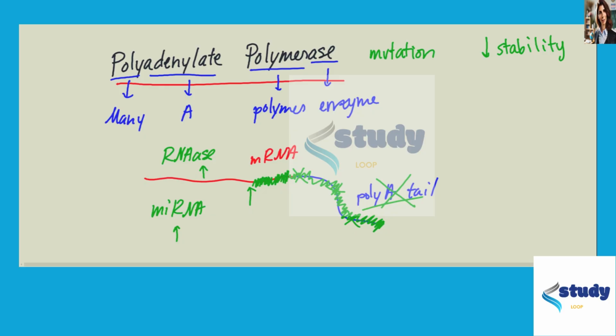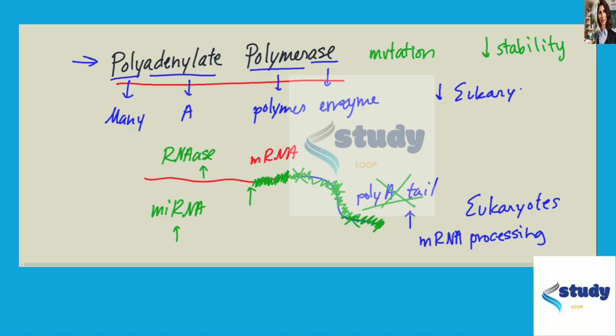You'll also have to consider that the poly A tail is added on as part of your mRNA processing, and this will only occur inside of eukaryotes. So here, the mutation in polyadenylate polymerase is going to decrease the stability of your mRNA in eukaryotes, but because you don't have processing in prokaryotes, you're going to have no effect inside of your prokaryotes.